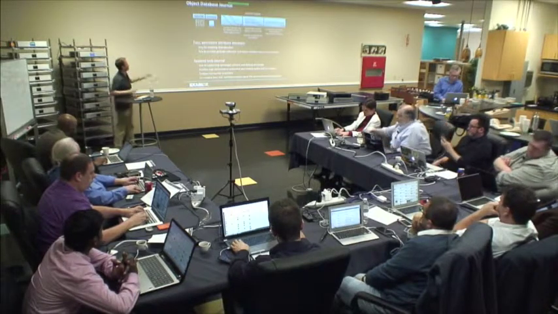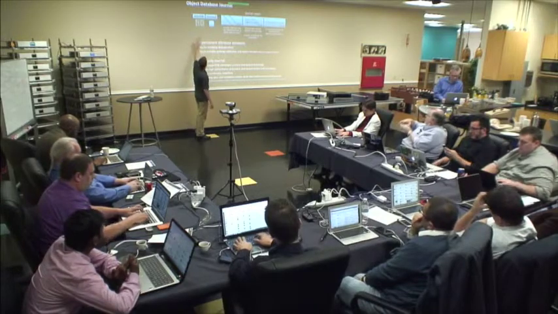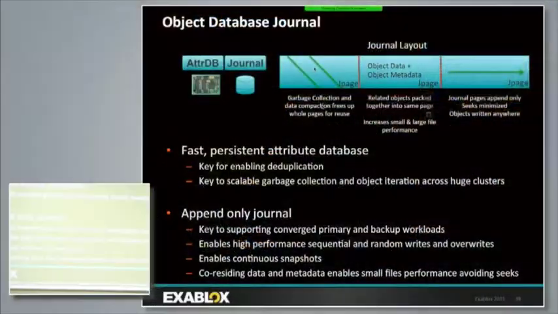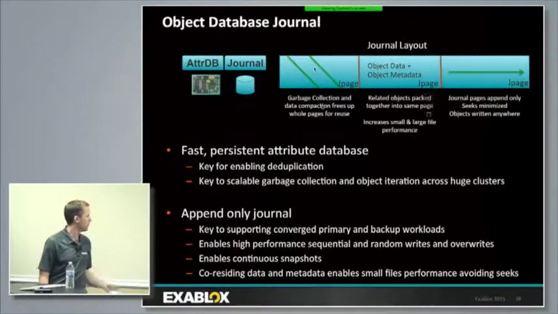And at the very bottom of the stack, and this is the last slide, we've got a fast persistent attribute database, which we store in that internal SSD. If you walked into the lab and saw the open box, we've got an internal SSD. This is where we store the key to where on the journal did we put it. And that enables us to do really fast deduplication with 1/4 of the RAM of everybody else. It's also the key to scalable garbage collection and object iteration across large deployments or large data sets.